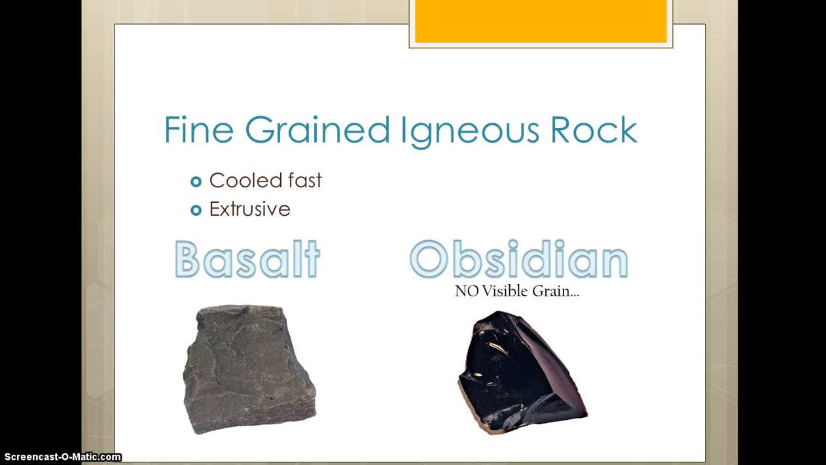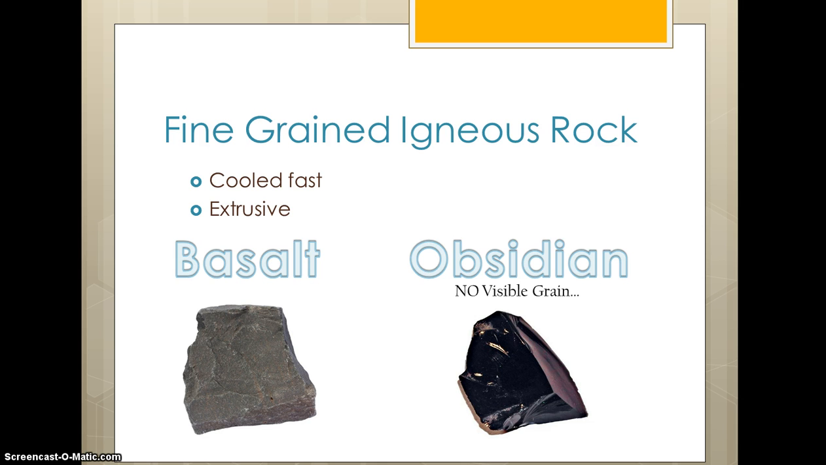So here's what they look like. So these are both fine-grained igneous rock. The basalt on the left, if you look at it closely with the picture, you can kind of see little tiny speckles, but they're really, really small. So it's classified as fine-grained. So that is an extrusive igneous rock that formed probably on the surface of a volcano somewhere. Now, the obsidian on the right is really, really fine-grained.